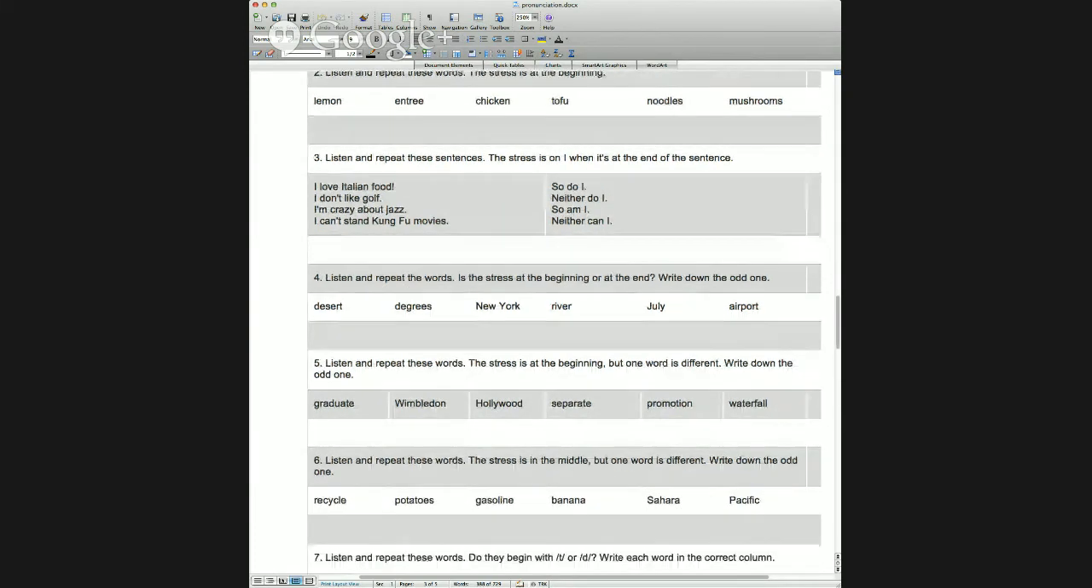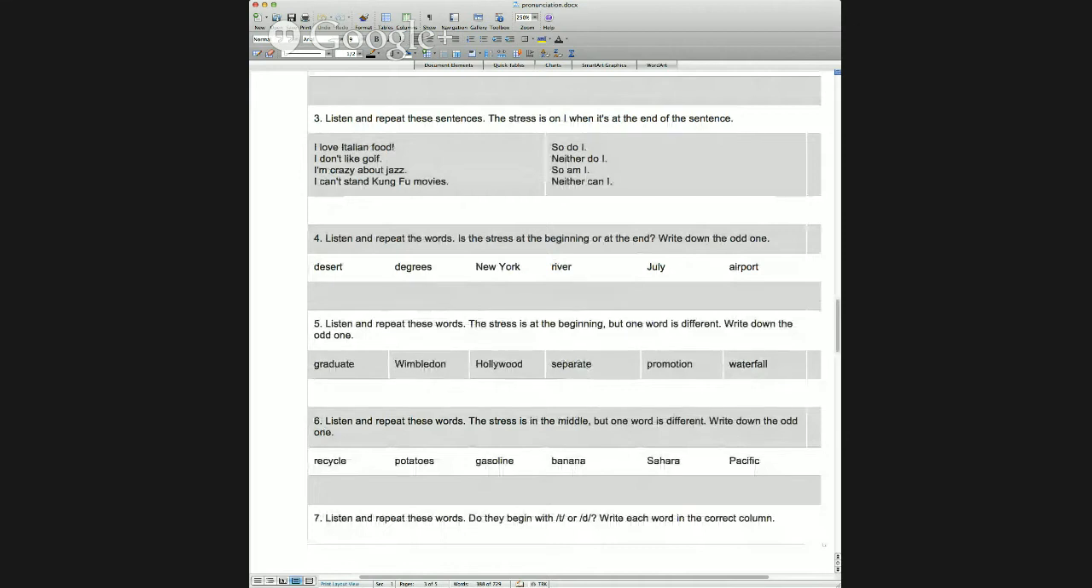Okay. No. So, we're going to come back to this idea of stress on individual words, but first we're going to look at stress in a sentence. Okay, so can someone read the directions for exercise 3? Okay, go ahead. I love Italian food. So do I. I don't like golf. Neither do I. I'm crazy about jazz. So am I. I can't stand kung fu movies. Neither can I. Okay, good, thank you.